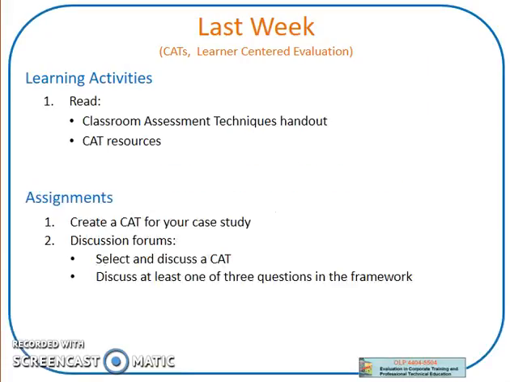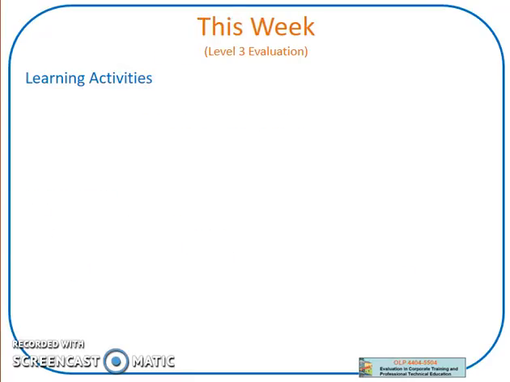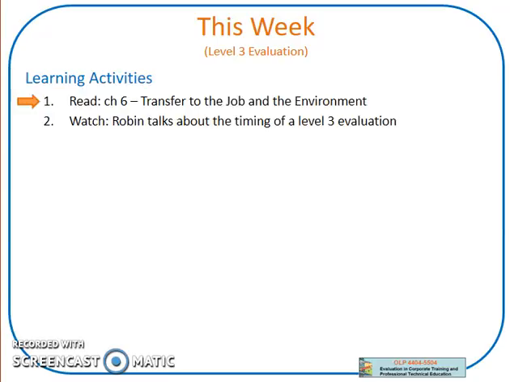Last week you read handouts and looked at resources for creating classroom assessment techniques, then created your own classroom assessment technique to go along with your case study and participated in the discussion boards. This week we are talking about level 3 evaluation. So we're going to start off with reading chapter 6, Transfer to the Job and the Environment. It's been a while since we've been using the textbook, so dust it off and read chapter 6. And then watch the video on timing of level 3 evaluations.